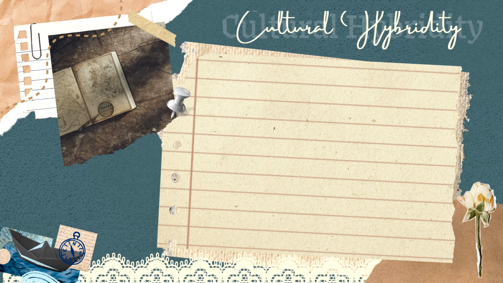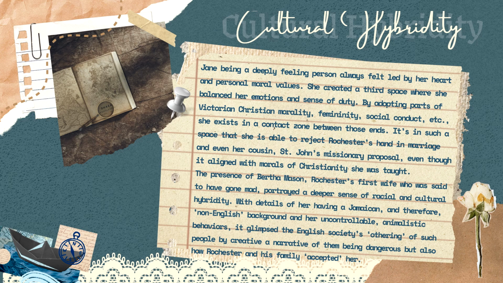The next element that we will be looking at is cultural hybridity. In the story, we see how Jane is a deeply feeling person and is largely led by her heart. She finds a contact zone between her heart and the moral values that have been shaped and put into her mind, her heart and her lifestyle by Victorian society. She created a third space where she balanced her emotions and the sense of duty that she held. By adopting parts of Victorian Christian morality, femininity, social conduct, etc., she exists in a contact zone between those ends.